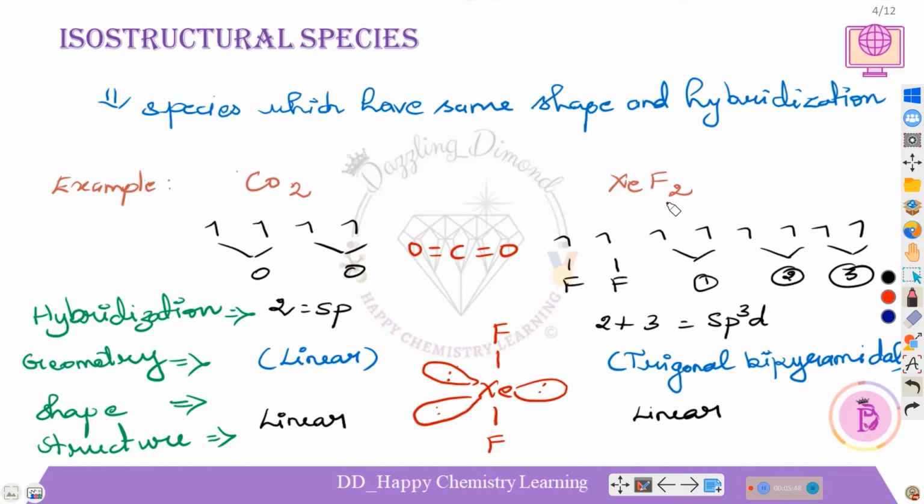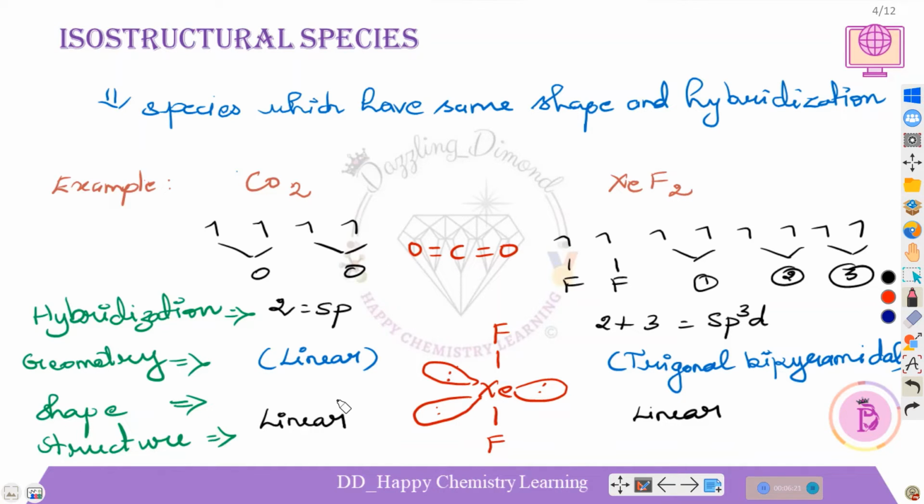When you see XeF2, you have two bonded fluorines and three lone pairs of electrons, so two bond pairs plus three lone pairs, you get sp3d. The corresponding geometry is trigonal bipyramidal, and the corresponding shape is linear. Here you can see the shapes are linear, hence they are said to be isostructural species.